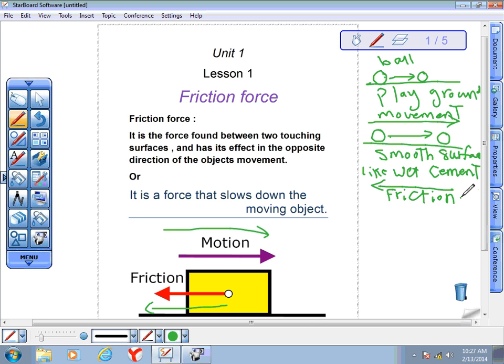From this activity, we can conclude the concept of friction force. It is the force found between two touching surfaces. We see in this activity the ball touches the playground, and the friction has its effect in the opposite direction of the movement, like this graph.